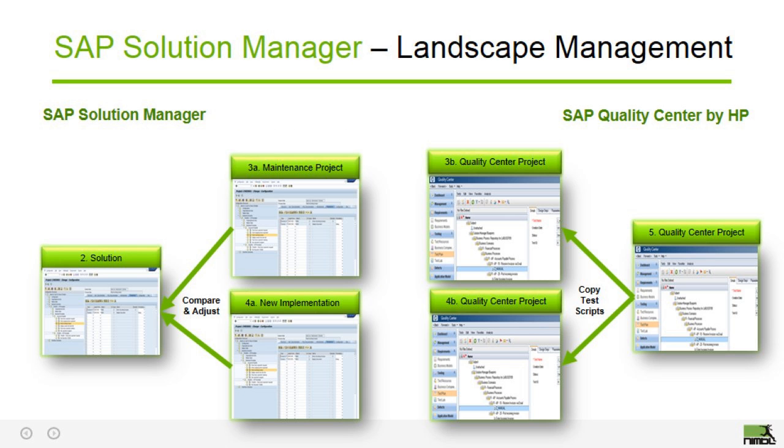So the reverse flow is SAP provides you with a tool known as the Compare and Adjust tool, which you can use to basically copy back any changes made in your maintenance project and your new implementation back to your solution. So once these go live, your release goes live or your new implementation goes live, your solution still represents your golden copy of business processes in your system. Similarly, with the Quality Center project, you're able to copy the delta over into your golden Quality Center project.